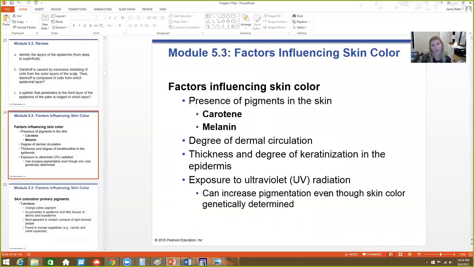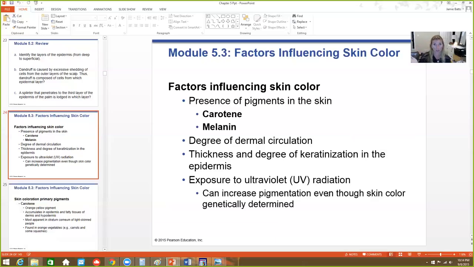Let's talk about some factors that influence skin color. There's a couple things. There's two main pigments, and that's keratin and melanin. Keratin is like a yellowish pigment. Melanin is like a brownish pigment. So those two are going to obviously impact skin color, and those are controlled by genetics.